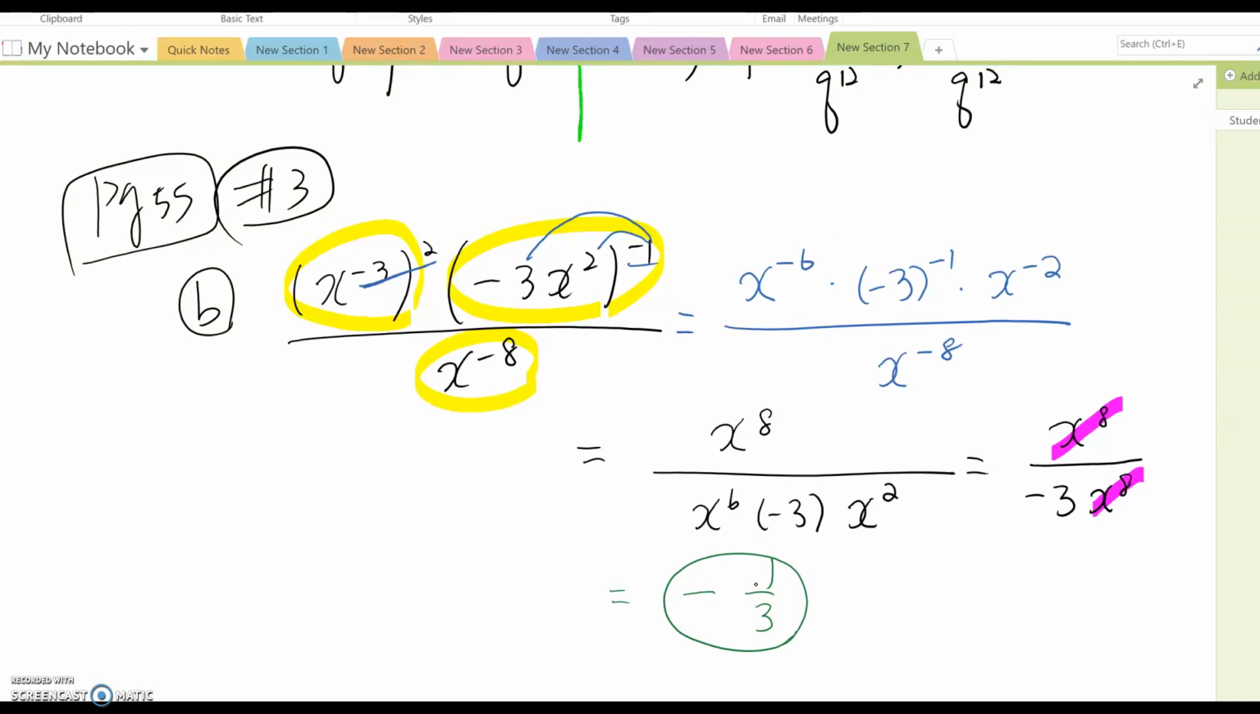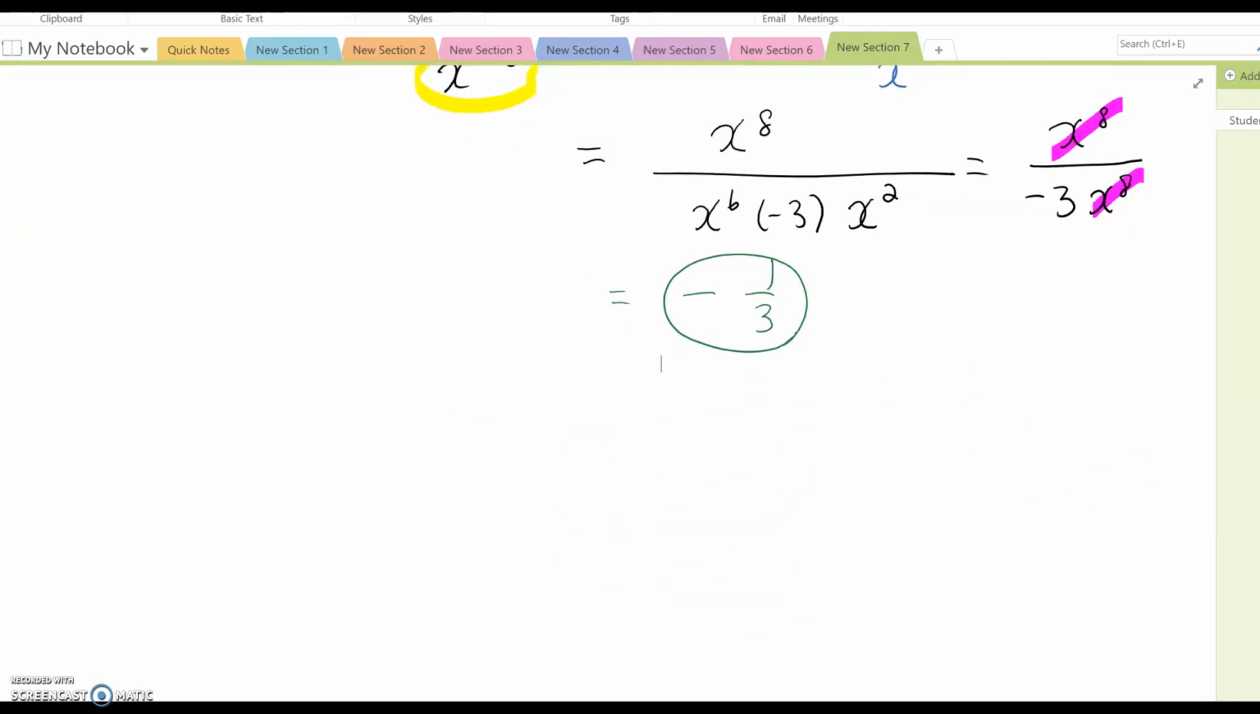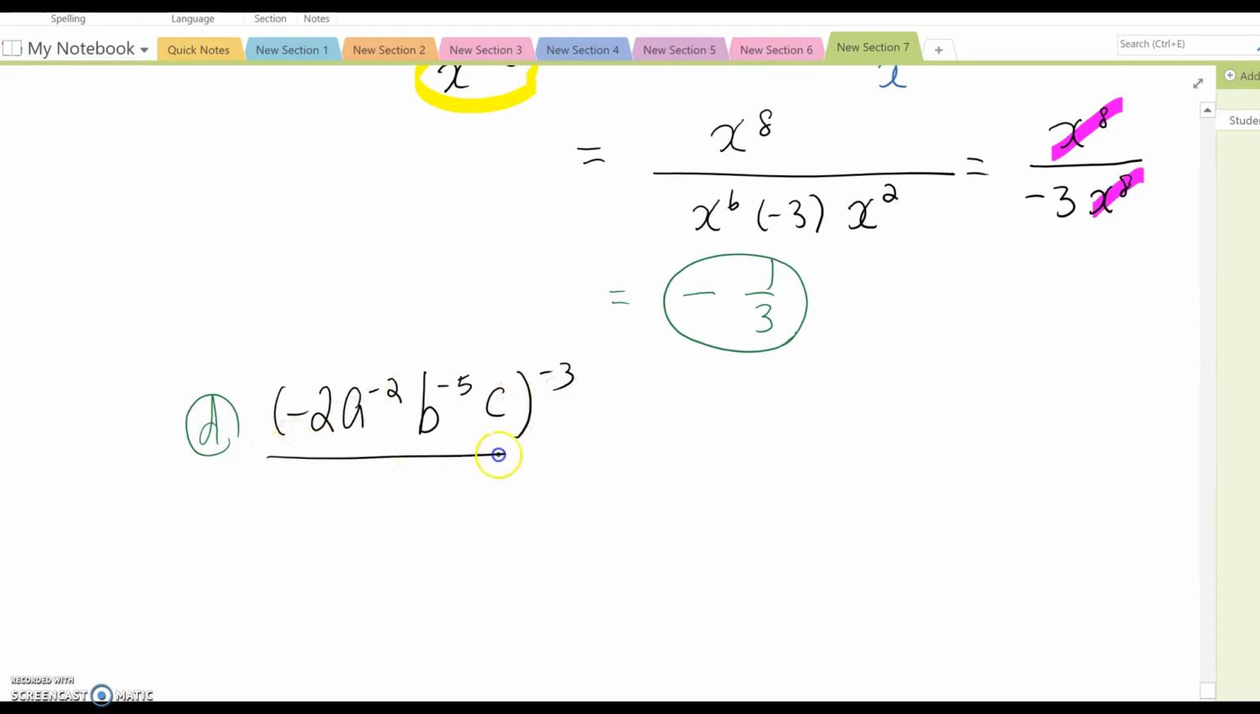Let's do one more question. D. So (-2, a^-2, b^-5, c)^-3 over (4, a^5, b^-3, c^0) squared.